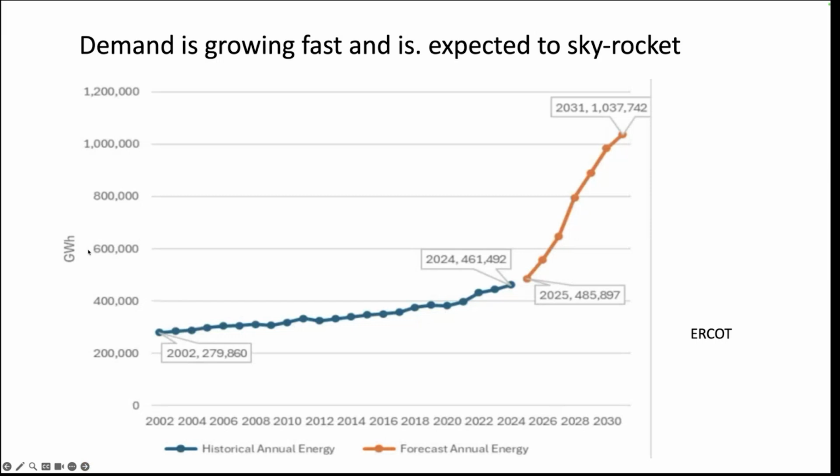So this is gigawatt hours, and historical annual energy in the state of Texas. This is from ERCOT. So you can see it's been growing very nicely, from about 279,000 to 461,000, but that's over a quarter of a century. But it's now expected to be rising at a much more rapid rate from 2025, less than 500,000 gigawatt hours to over 1 million in a very short period of time. Okay, that is stunning.